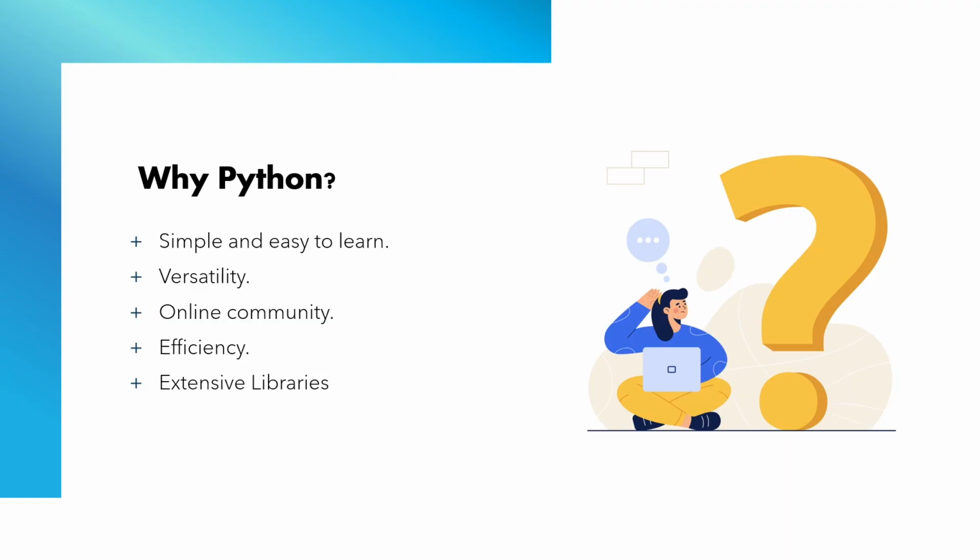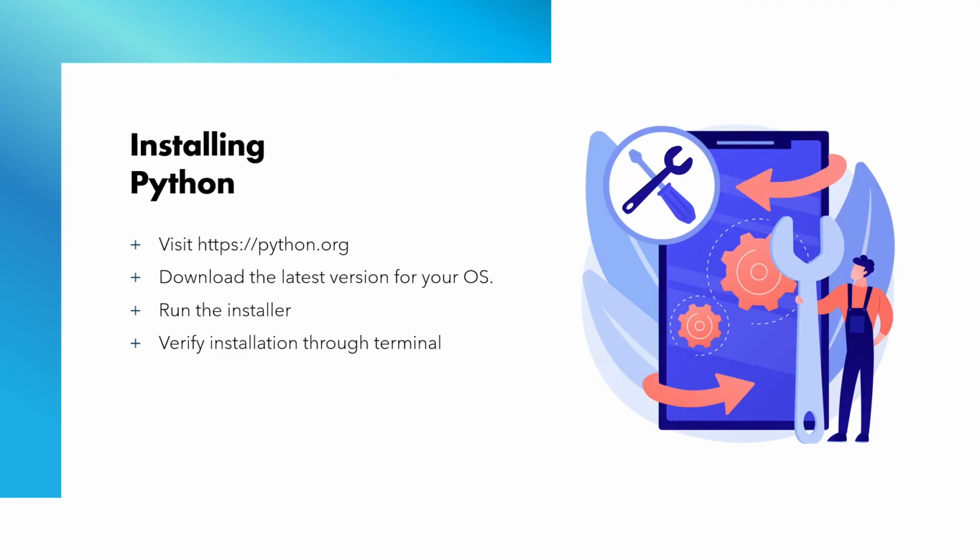Also, Python has extensive libraries. Python comes with a whole lot of standard libraries and third-party libraries that you can leverage to accelerate your project. So we'll talk about libraries when we get to modules and packages. But one thing you should know is that Python has a lot of libraries, both the inbuilt ones, or what we call the standard libraries, and the third-party libraries. Now let's go ahead and install Python.